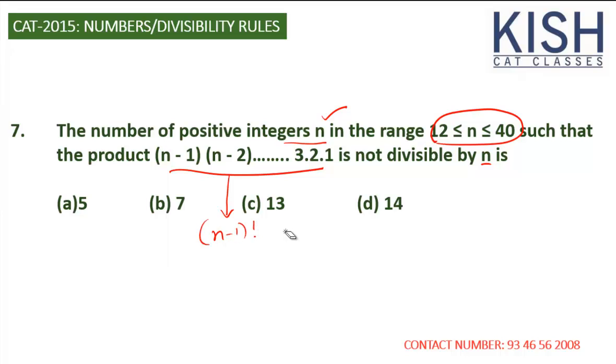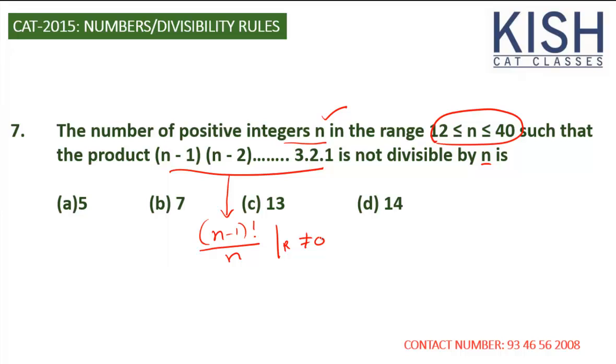This is the number. This is our number. And when this number is divided by n, the remainder is not equal to 0. This is the task. N minus 1 factorial by n, the remainder is not equal to 0. And the range of n is also given. It's from 12 to 40.